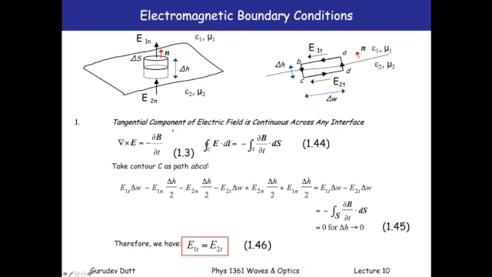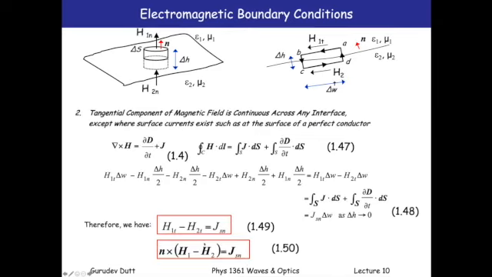We can derive the first boundary condition using the Maxwell equation for the curl of E, and I'm not going to go through the details, you can look at this in any electromagnetic textbook, that the tangential component of the electric field must be continuous. So by applying it across a loop, across the interface, we can show that the tangential component of the electric field must be continuous at this interface.